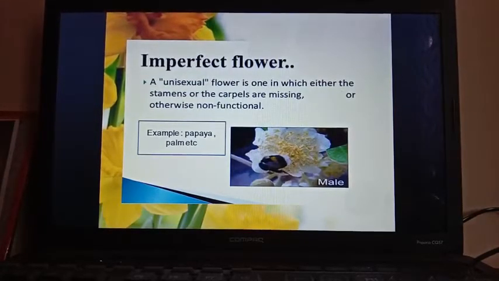So in one flower the stamen will be there, in another flower the carpel will be there. Both will not be present together. That is known as an imperfect or unisexual flower. Only one reproductive part, male or female, will be there. Examples: papaya, palm, etc.